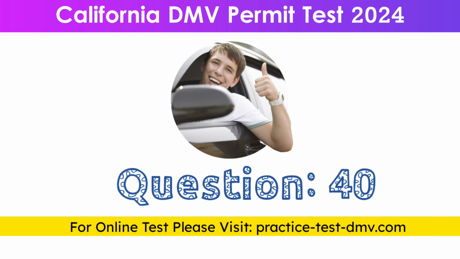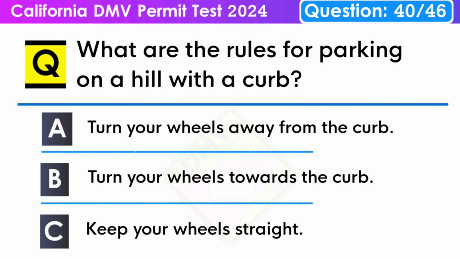Question 40. What are the rules for parking on a hill with a curb? A. Turn your wheels away from the curb. B. Turn your wheels towards the curb. C. Keep your wheels straight. Correct answer: A. Turn your wheels away from the curb. When parking uphill with a curb, your wheels should be turned away from the curb. Conversely, when parking downhill, always turn your wheels towards the curb. If there's no curb, regardless of the direction of the hill, turn your wheels to the right to ensure your vehicle will roll away from traffic should the brakes fail.